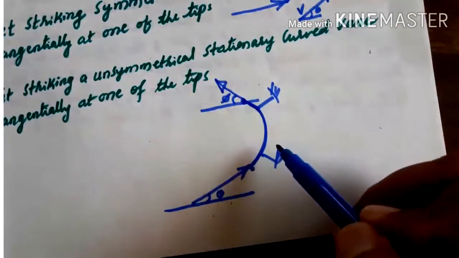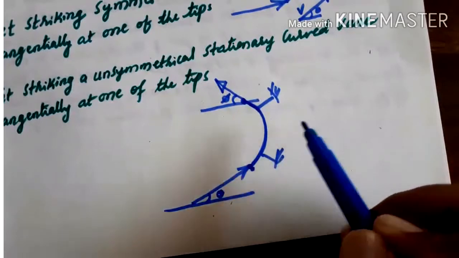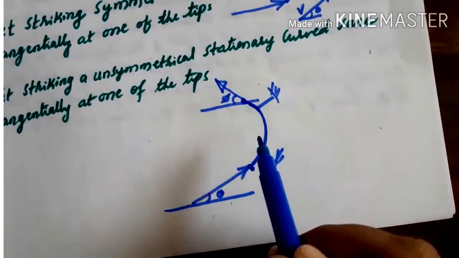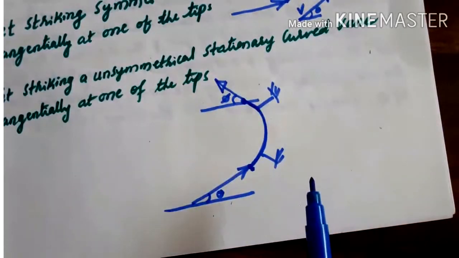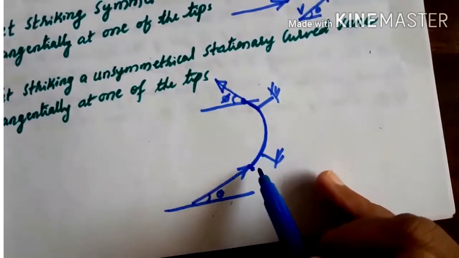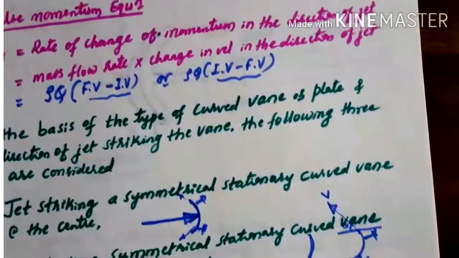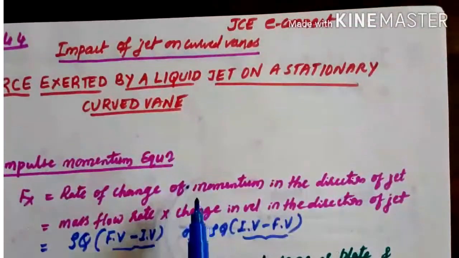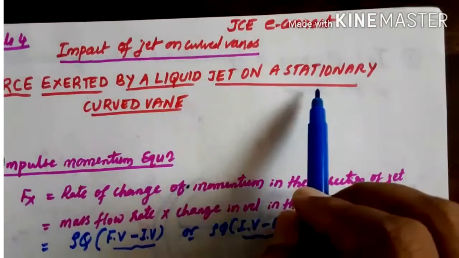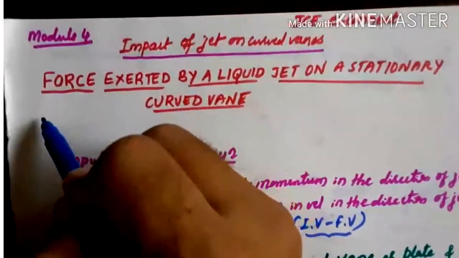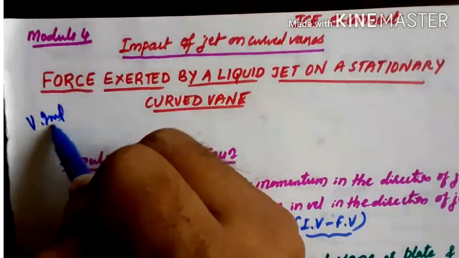When the vanes are stationary and the jet strikes the vane, what is the hydrodynamic force it exerts that we need to calculate? This is the force exerted by a liquid jet on a stationary curved vane. These derivations are very, very important.